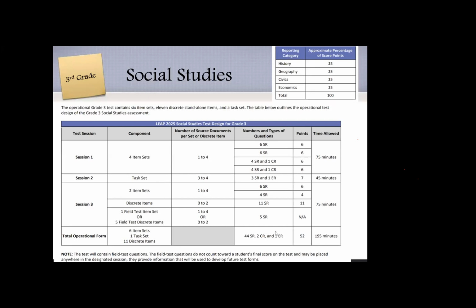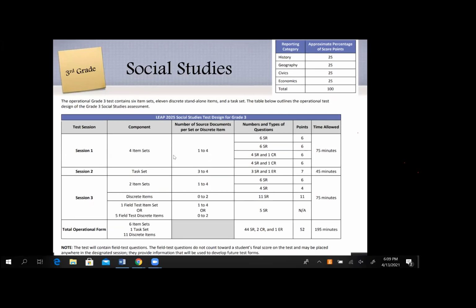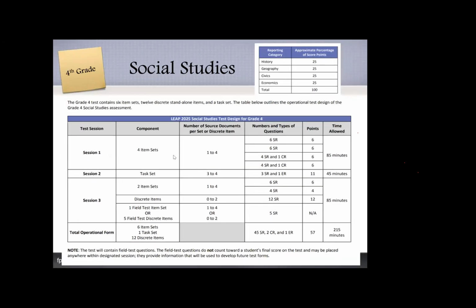When we look at the time allowed, it's going to show you in the big graph the 75 minutes, 45 minutes, 75 minutes on 3 different sessions. That's going to be important for the students to know, but realistically, where those questions are going to be coming from is the big important issue here. So again, just like with 3rd grade, 4th grade, identical. The time allowed is going to be a little bit different for the 4th grade exam. But again, the percentage of each one of those subgroups is going to be identical, 25% across the board.